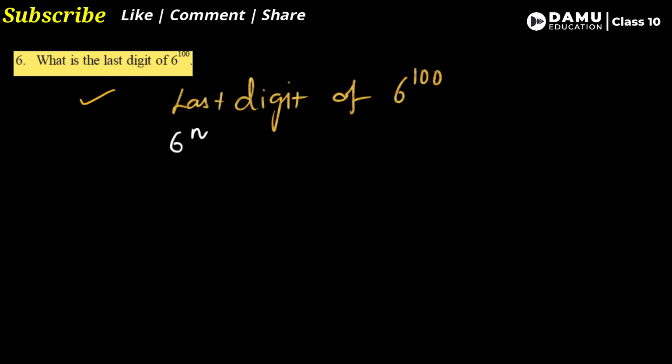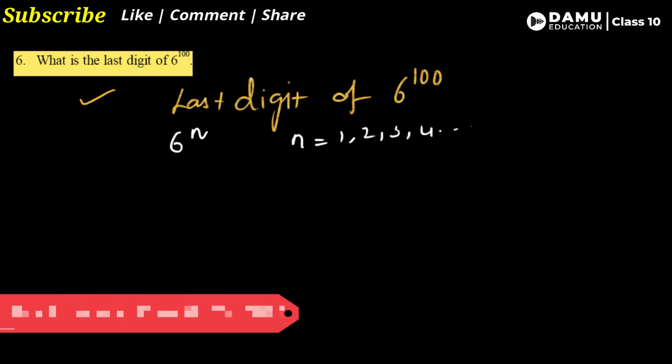So here they are asking the sixth question. What is the last digit of 6 power 100? Since, as we know, let's take 6 power n, where n is a natural number: 1, 2, 3, 4 and so on.